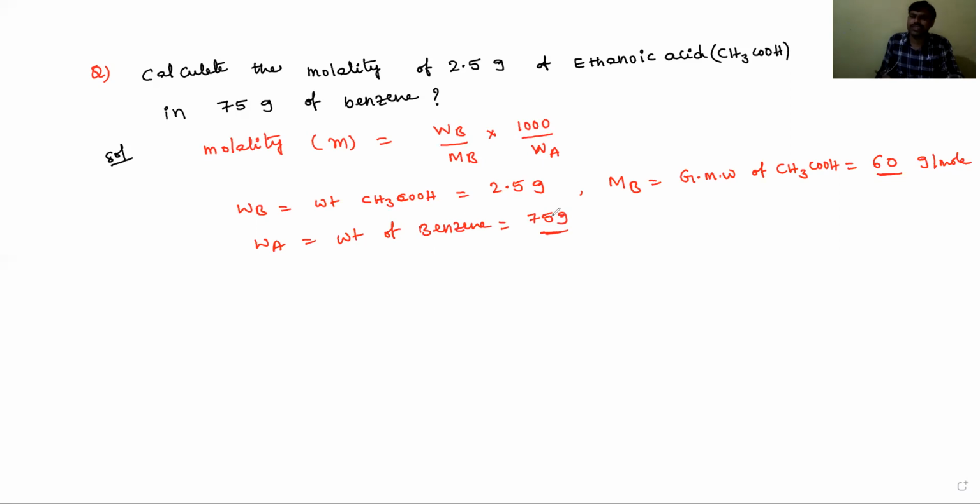Just substitute all these values in the above formula. Then the molality is equal to 2.5 divided by 60, into 1000, divided by 75. On simplification we get 0.556 molal. This is how the molality calculation is done.